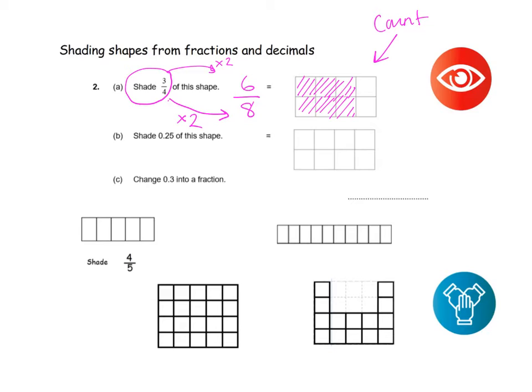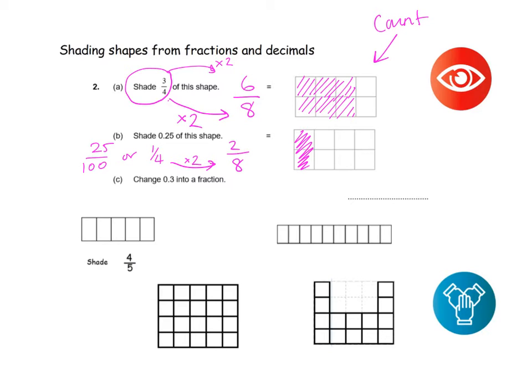And the same again, but this time I've got a decimal, so that is the same as 25 over 100, or a quarter. Again, I have the 8 squares, so I need to think how I'm going to do that. So again, it's times by 2, so it's any 2 squares I shade in for that.